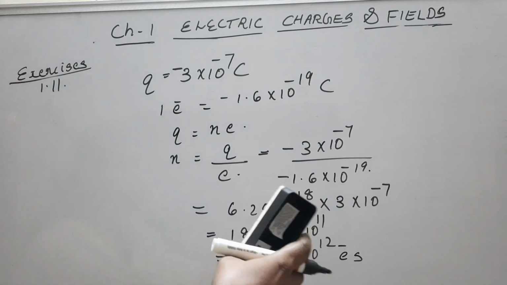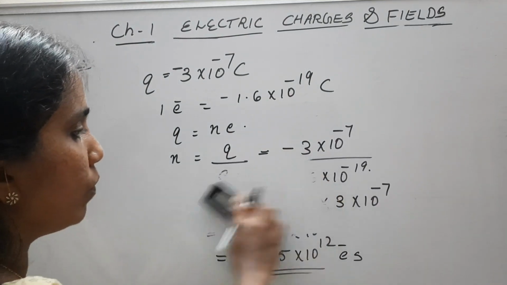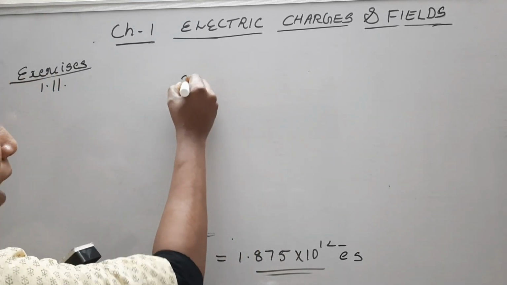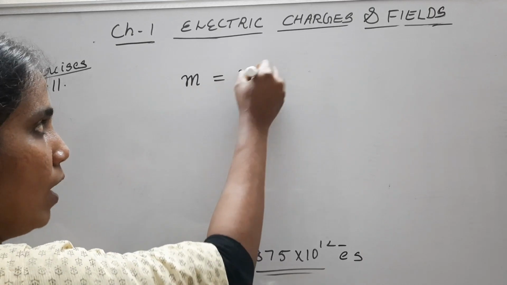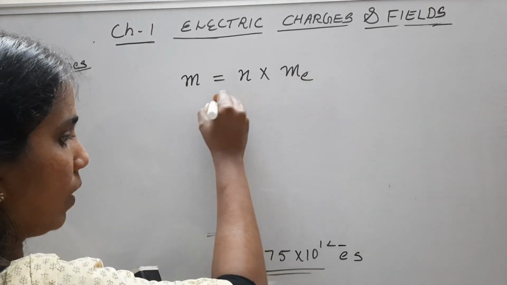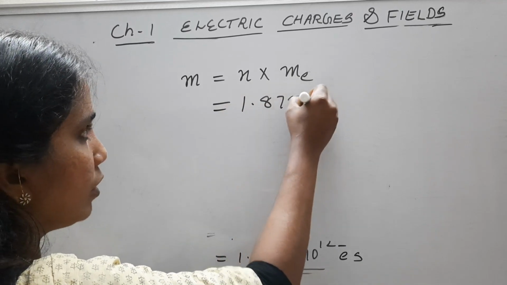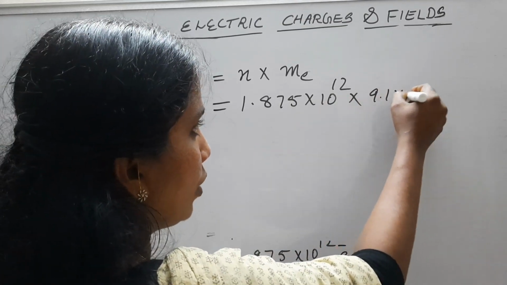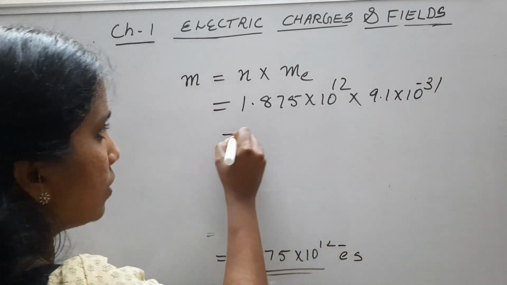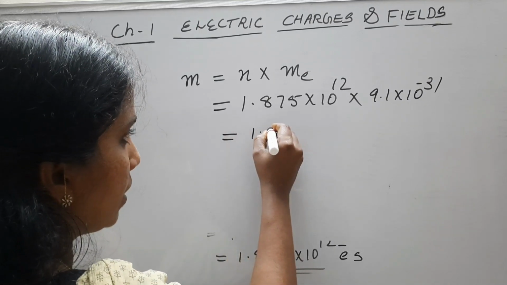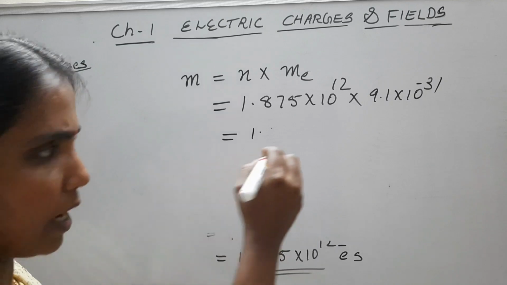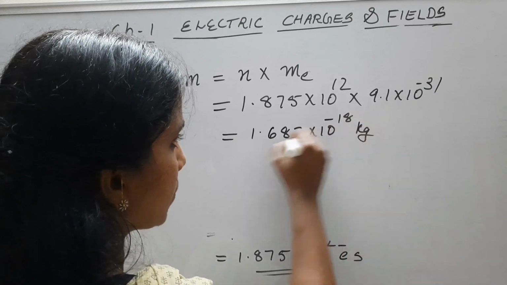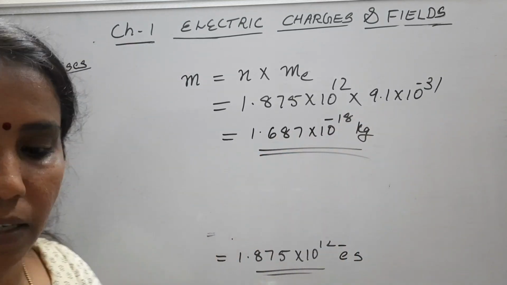Now for finding the second part of the question, we need to multiply the number of electrons transferred with mass of an electron, or mass of electrons transferred is equal to number of electrons into mass of an electron. That is 1.875 into 10 raised to 12, that is the number of electrons transferred, into 9.1 into 10 raised to minus 31. So it becomes 1.687 into 10 raised to minus 18 kilograms. So this much is the mass transferred in this process.